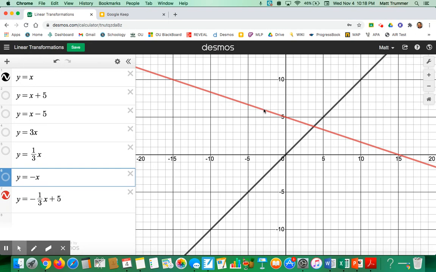We have the fact that it's a little flatter, it's a little closer to horizontal because we have ourselves a vertical compression. We're compressing it to be more and more flat. And that's what this 1/3 is telling us. And then notice it crosses the y-axis right here at positive 5. And what's telling us that? Well, that plus 5 right here, of course. So you can put all of these different transformations together, and you can get all sorts of different lines based off of those 5 basic transformations.